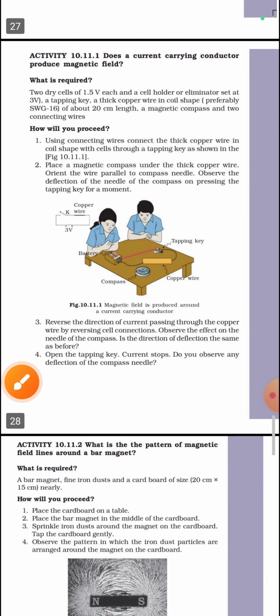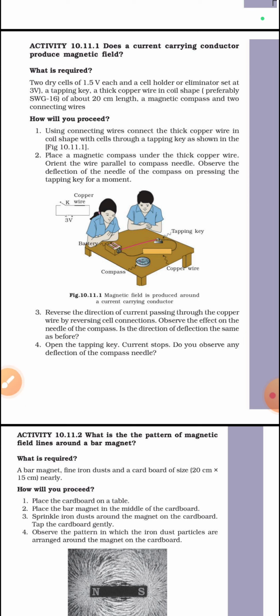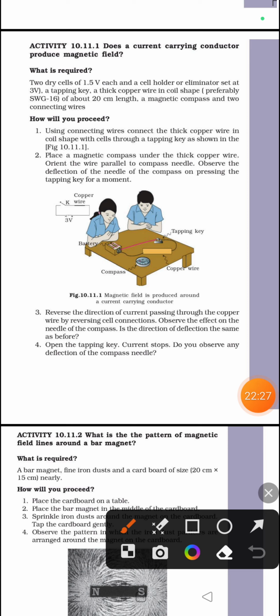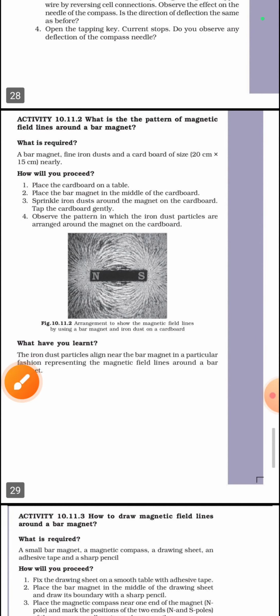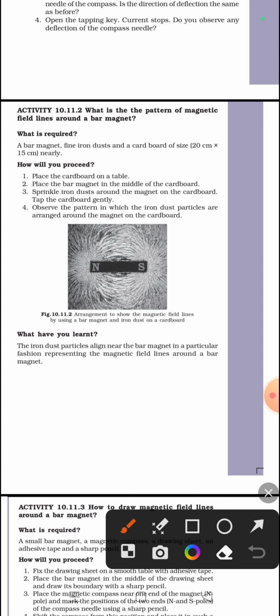Does a current carrying conductor produce a magnetic field? Yes. This can be observed with the help of a compass. Wire connected to the cell, and take a compass towards the wire. Then you can see the deflection in the compass. This proves that the current carrying conductor produces a magnetic field. This is important for your exam.